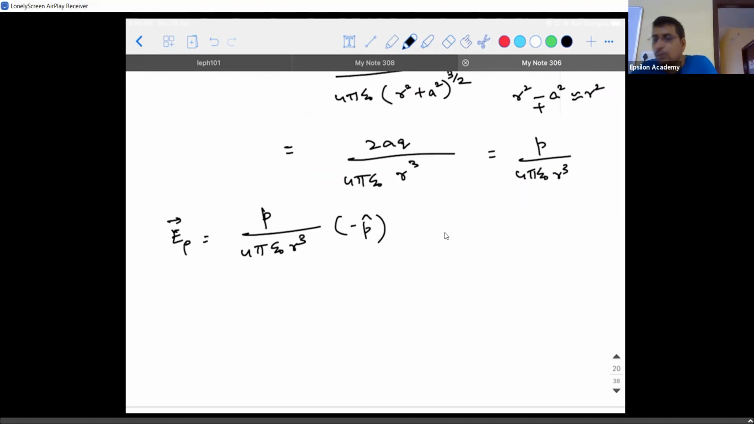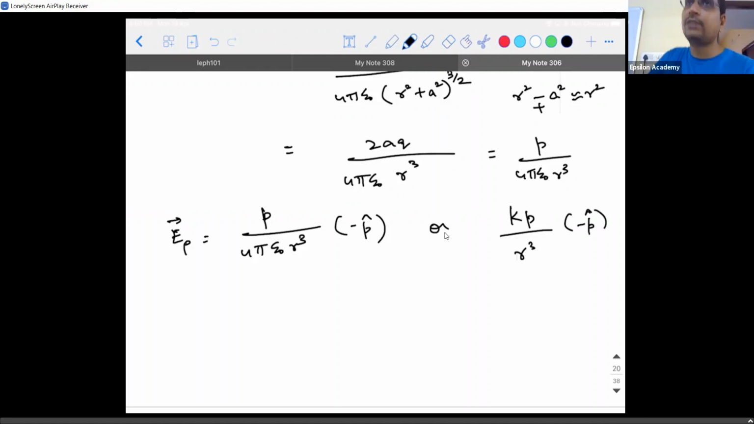So P divided by 4 pi epsilon naught R cube in minus P cap is the required value, or I can write it as Kp divided by R cube in minus P cap. So we have spoken about one important point. What is it? About direction. The other important point is in terms of magnitude. What is the magnitude of electric field at axial point? It is 2 Kp by R cube. What is the electric field along equatorial point? Kp by R cube. So what is the ratio of axial to equatorial?